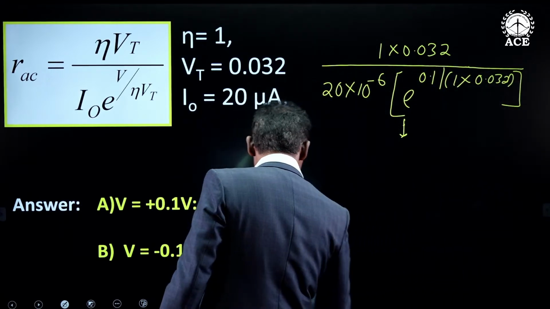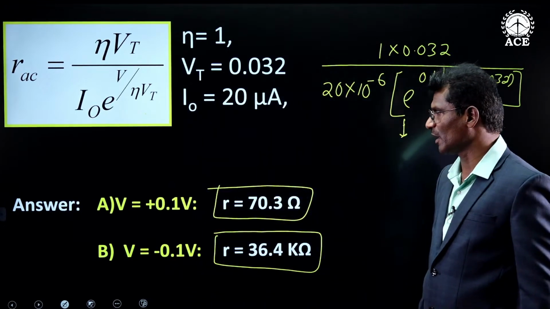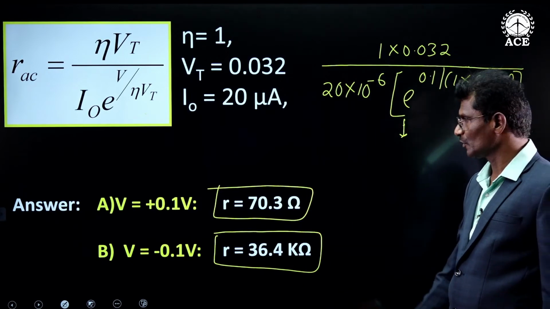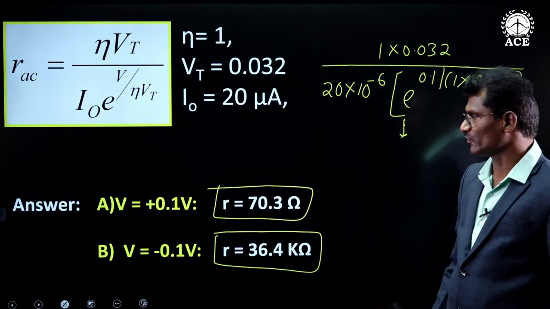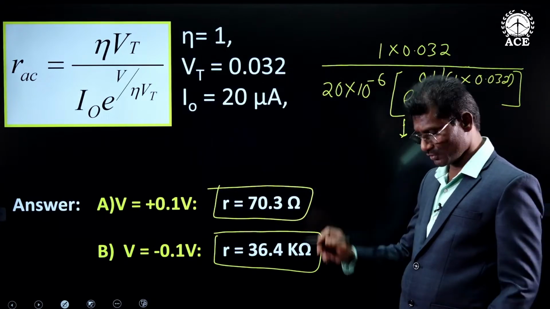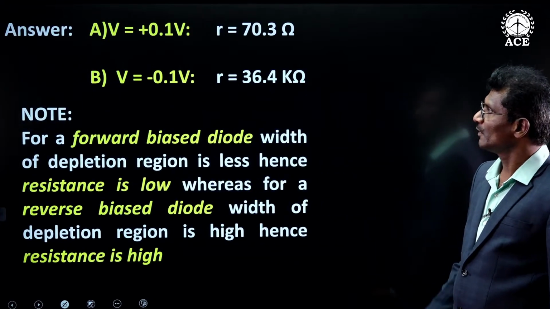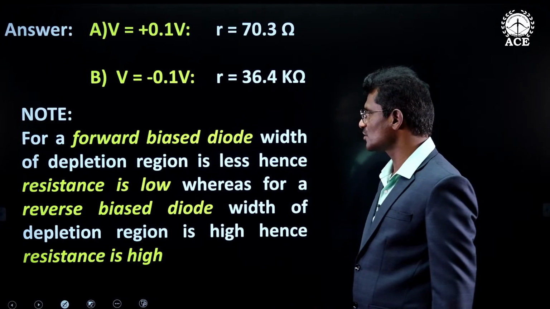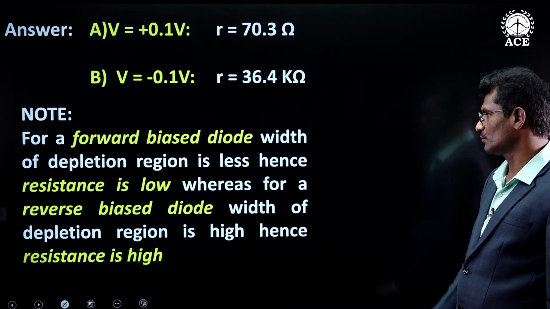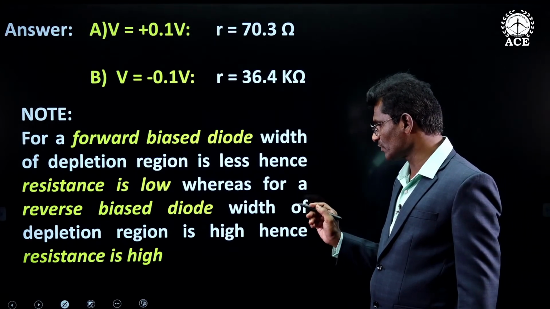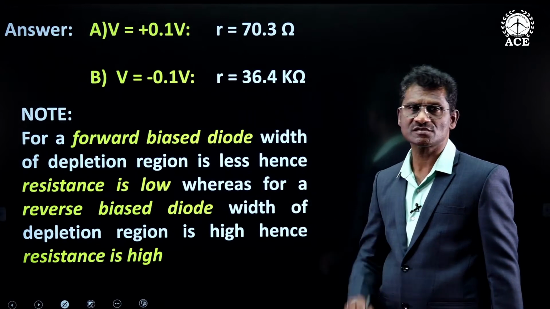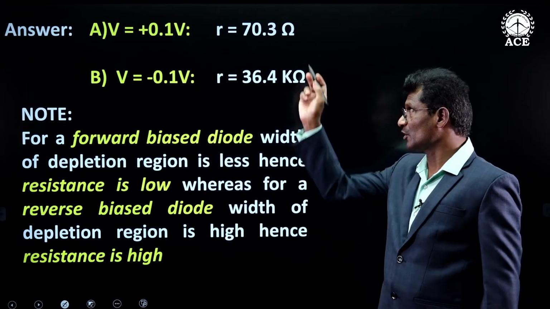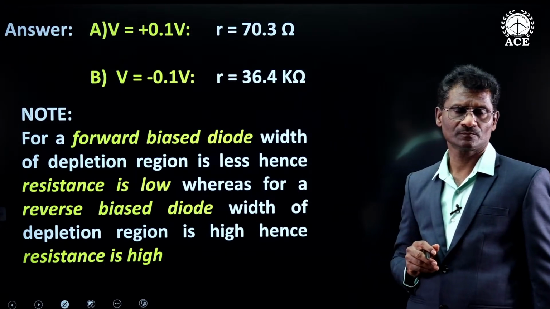Now this is the value of resistance, dynamic resistance for V equal to minus 0.1, that is in kilo ohms. This is the value of resistance for V equal to plus 0.1 forward bias. This is in ohms. So as I said earlier, for a forward bias diode, width of depletion region is less, hence resistance is low. Whereas for a reverse bias diode, width of depletion region is high, hence resistance is high. I suggest all the students to verify whether your answer is matching with this statement or not.